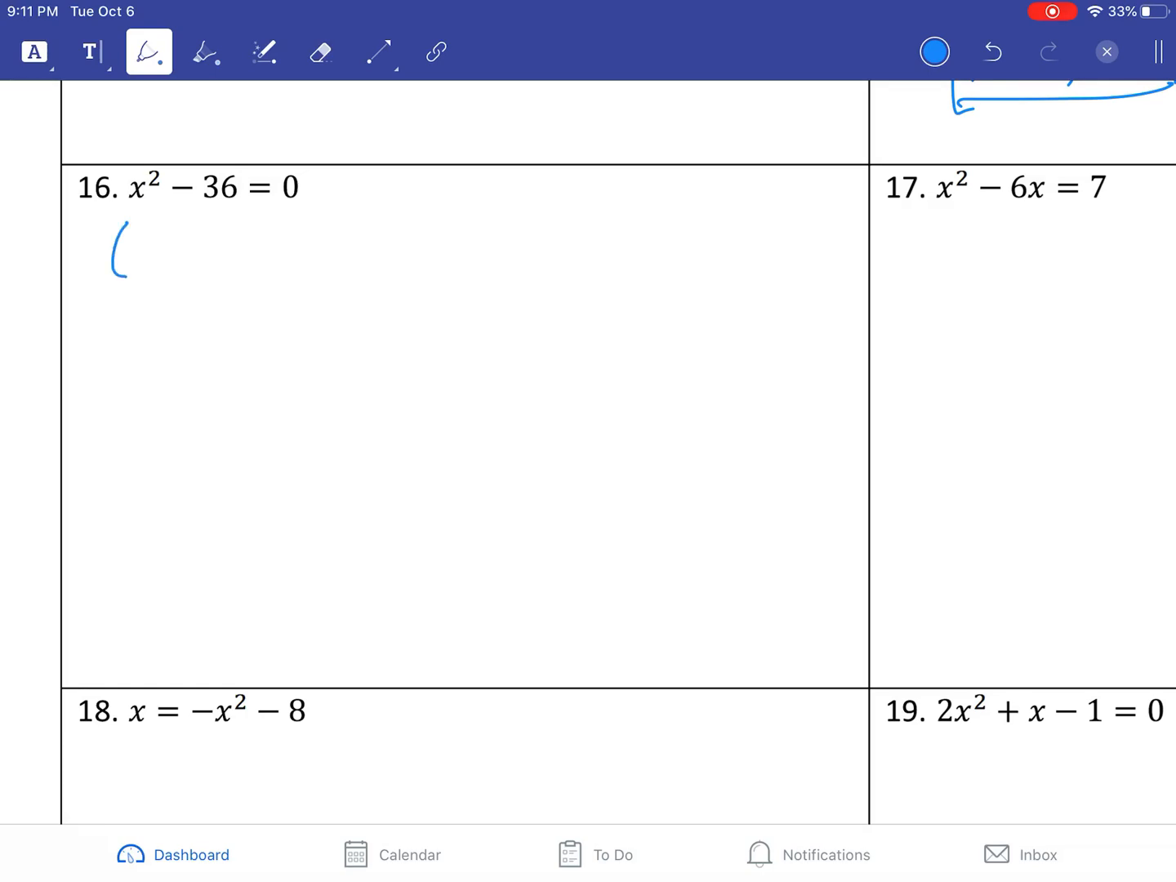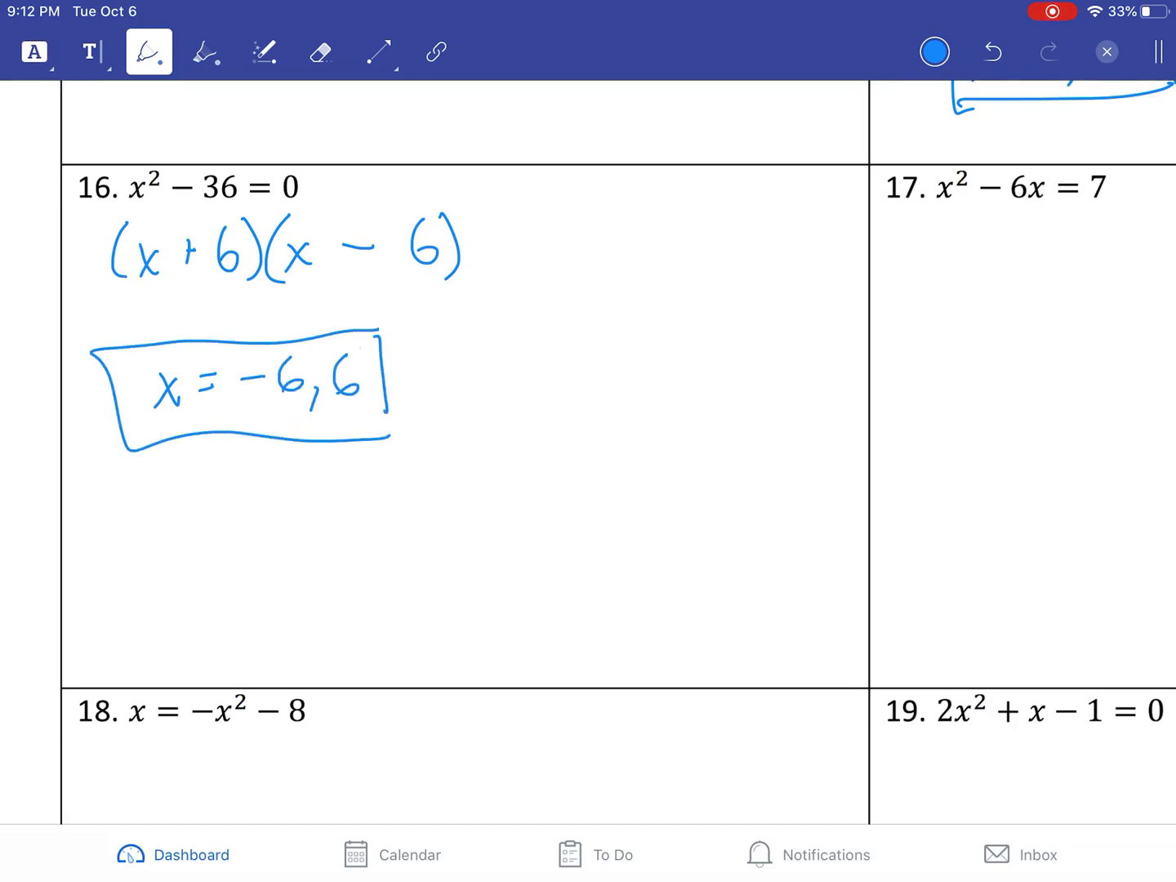I know that it's going to be just x and x, and the square root of 36 is 6, so I'm going to put that in both spots. One's going to be positive, one's going to be negative. And that is the factorization for this problem. If you were to do solving using square roots, you would have added 36, taken the square root of both sides, and you would have gotten x equals plus or minus 6, which is what your answer is here. Negative 6 and positive 6, after taking both sets of factors, setting them equal to 0, and solving for x.